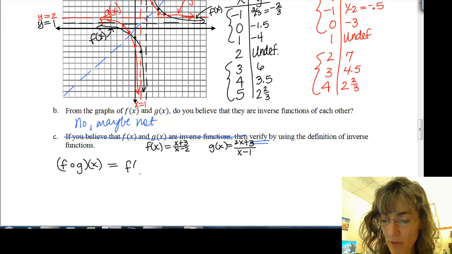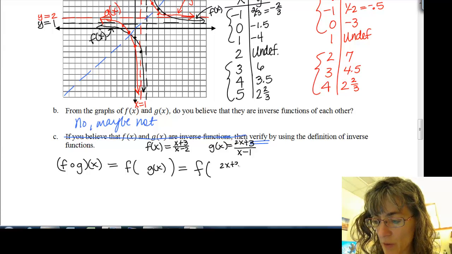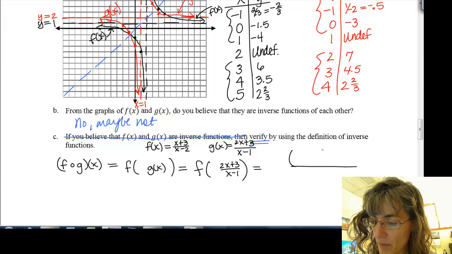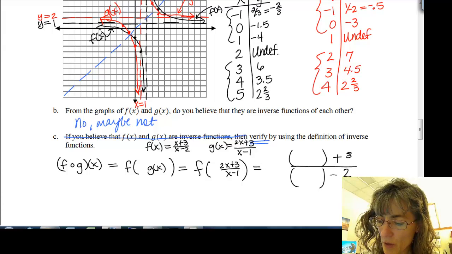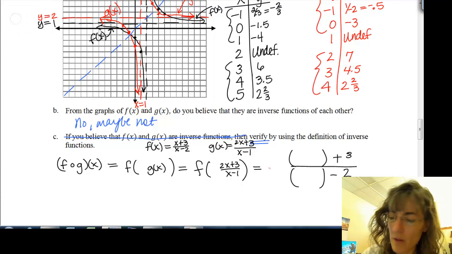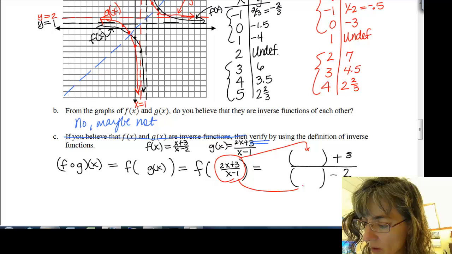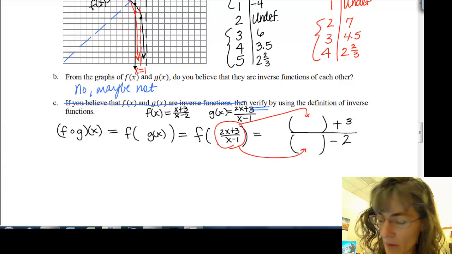Okay, we want to find f of g of x, and that'll be f of my g of x, which is 2x plus 3 over x minus 1. And when I plug that into my f, I have x plus 3 over x minus 2. So remember that whole thing that was my g of x is what I'm sticking in to both spots.